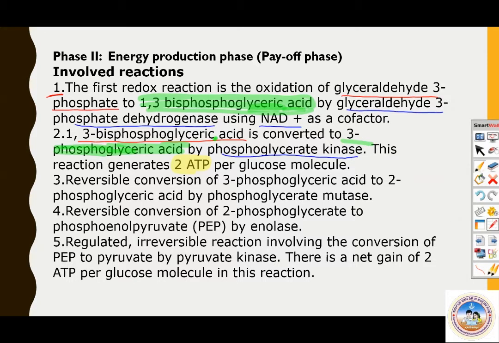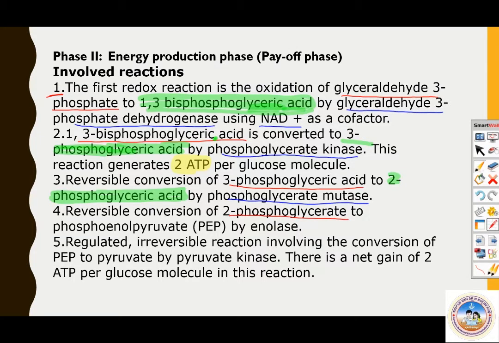Now, the reversible conversion of 3-phosphoglyceric acid to 2-phosphoglyceric acid is taking place. Am I clear to you? What is it getting converted to now? It is getting converted into 2-phosphoglyceric acid. The enzyme which is involved is phosphoglycerate mutase.